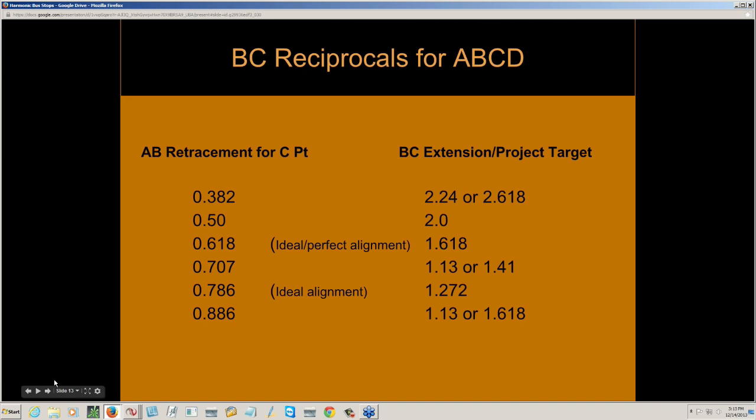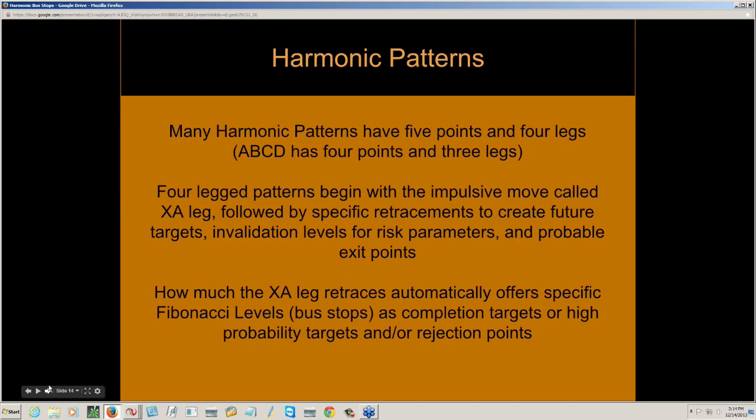All right, these are the BC reciprocals I was talking about. When the AB retracement for the C point is 38.2%, and you draw that fib from B to C, if you see any of these fibs between 2.24 and 2.618, correlating with an 88.6 or a 1.618, then that gives it more of a magnet or higher probability of a reversal point, okay?